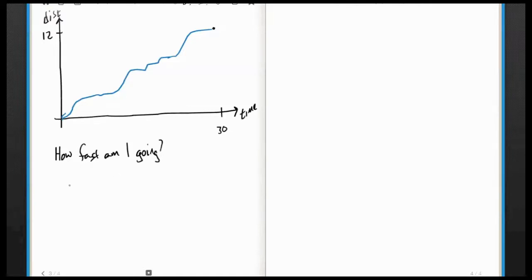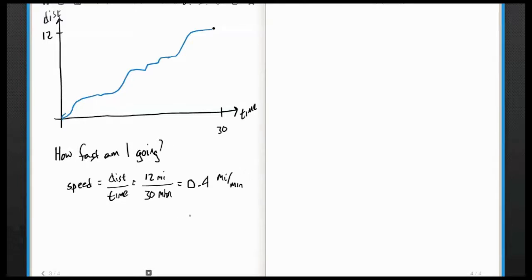Well, we know from experience that speed equals distance over time, right? We know that. Equals 12 miles in 30 minutes. And so that equals, let's see, 12, 6 over 15, and 2 over 5. So that's 0.4 miles per minute. Now that doesn't make a ton of sense.